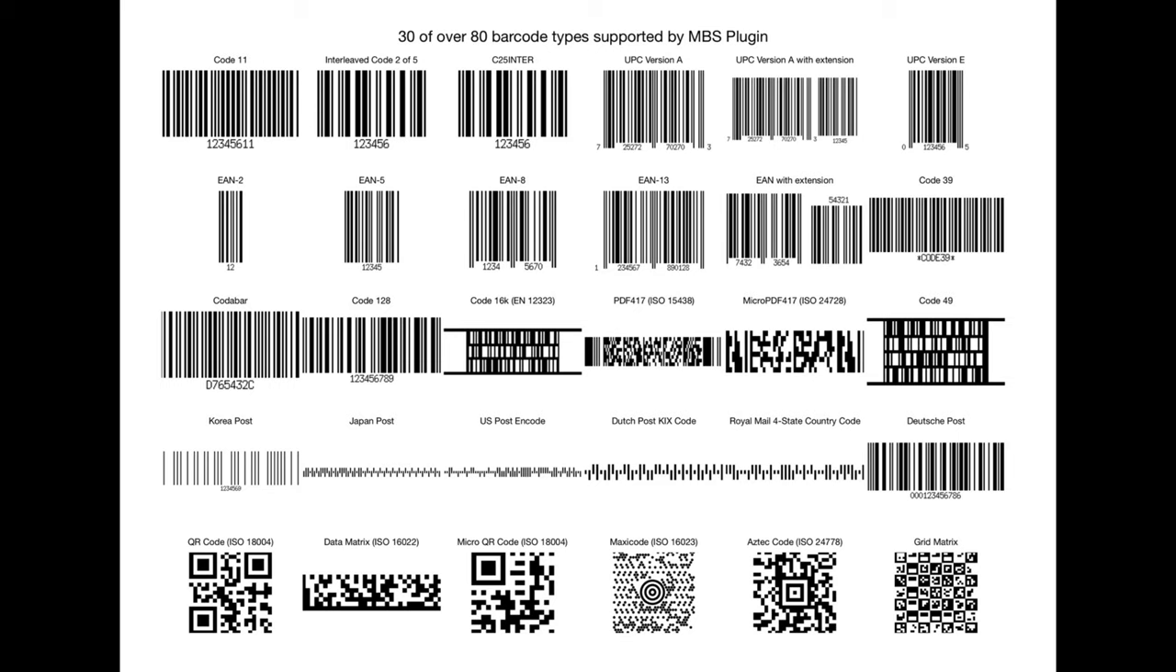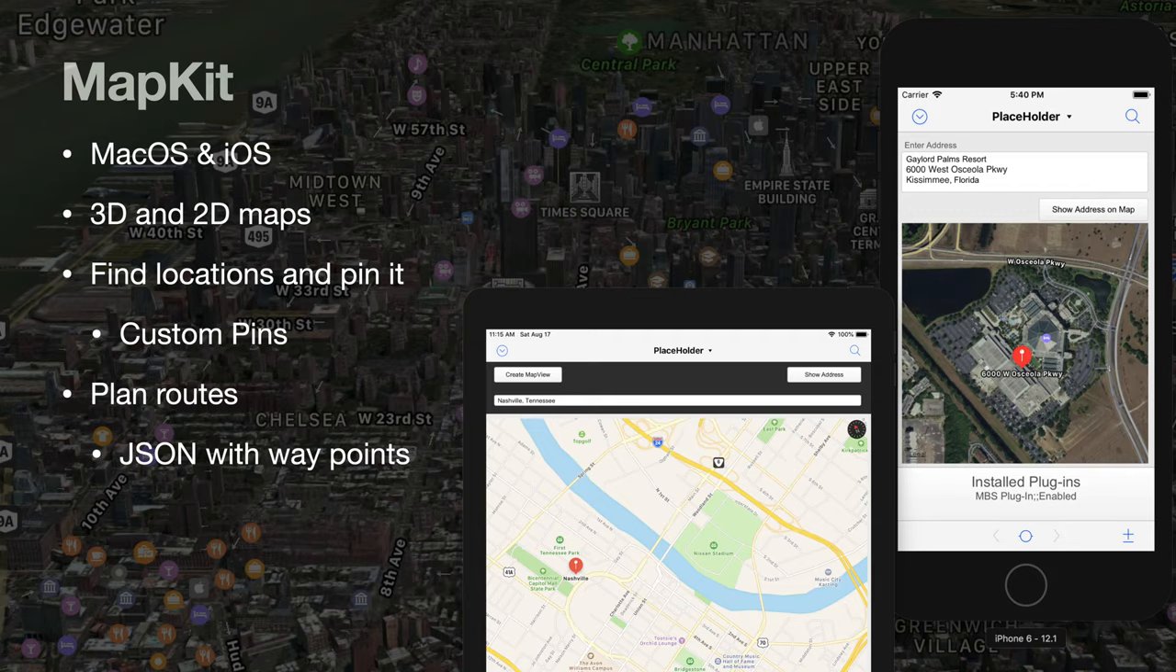The MBS plugin supports the use of Apple Maps. Apple provides a framework for macOS and iOS, which you can use within your application free of charge. You can show 3D and 2D maps with satellite or normal maps, and you can find locations and put your pins on it, so you can exactly show your customer where on the map some things are, like showing all your customers on a map.